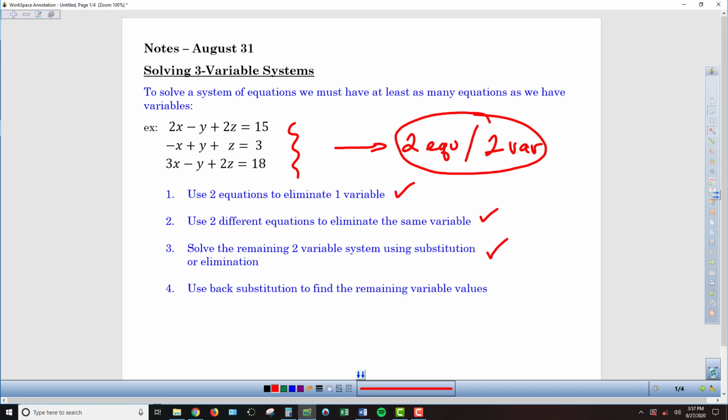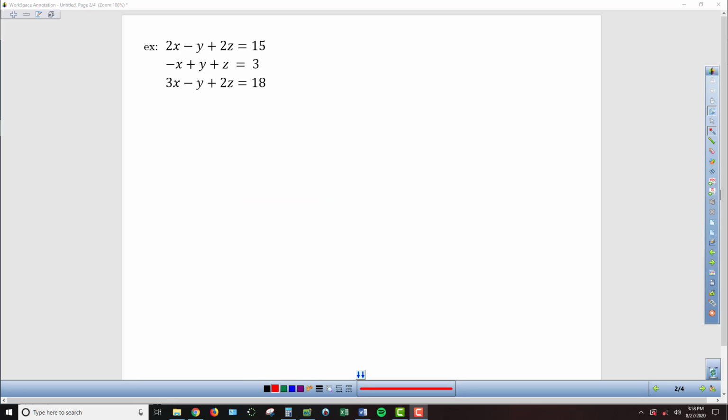So it's worth it to keep this slide in front of you as we progress through the examples, including this first one here. This is the same example. I've just put it on the second slide here so we've got space to work.